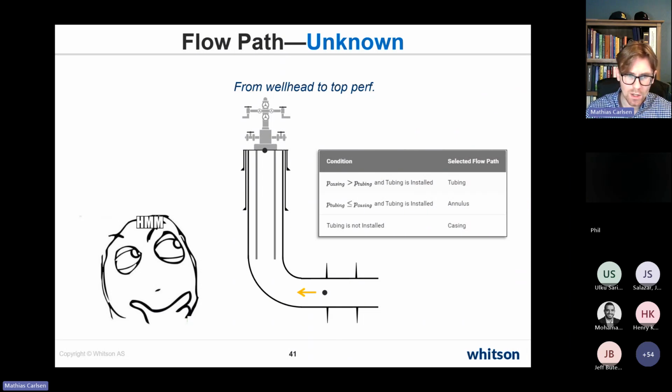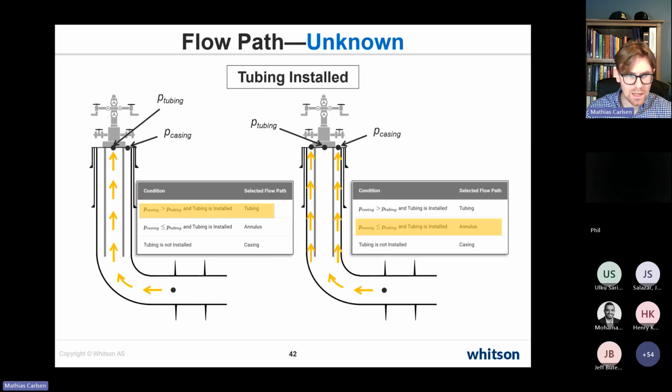What the software does is that it looks at the casing and the tubing pressures and whether tubing is installed or not to estimate what the flow path is. So if the casing pressure is larger than the tubing pressure and tubing is installed, tubing flow is assumed.